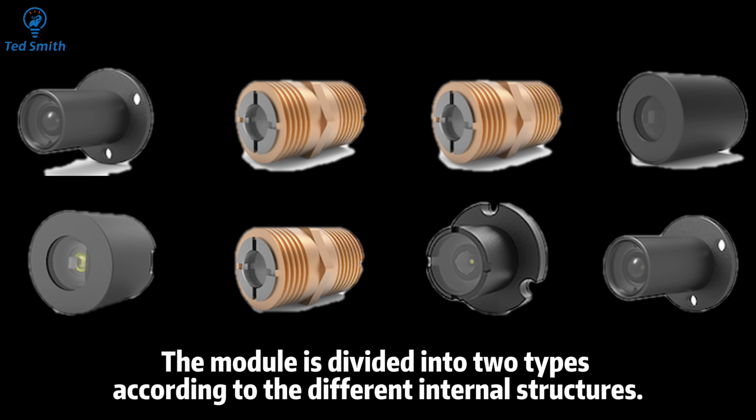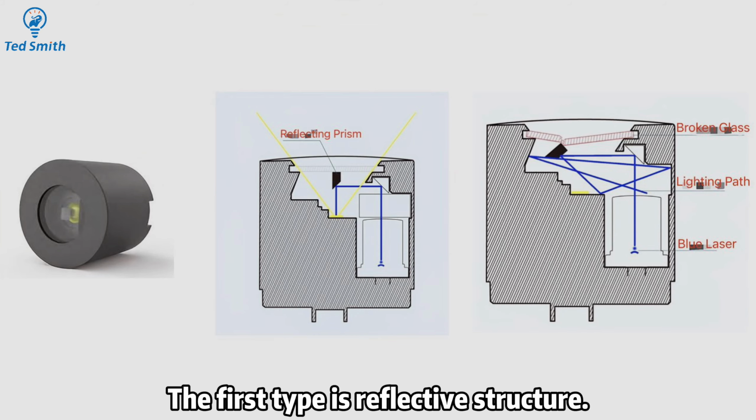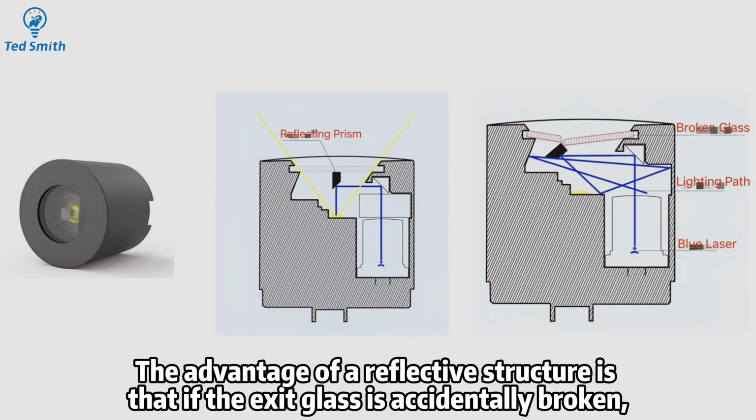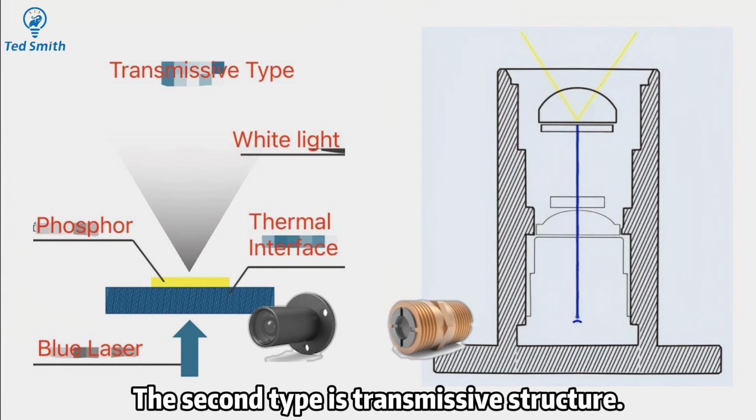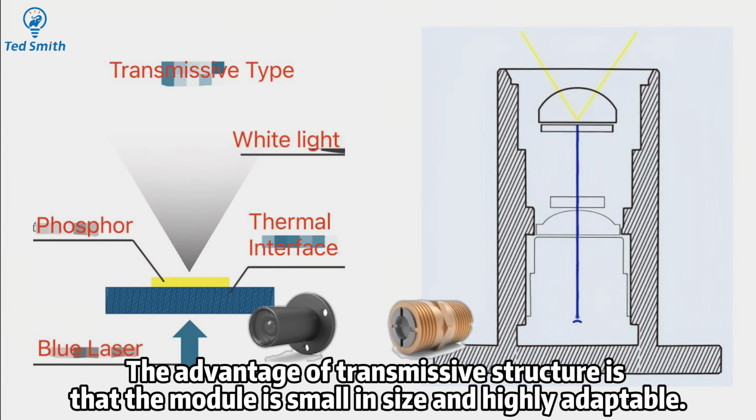The module is divided into two types according to the different internal structures. The first type is reflective structure. The advantage of a reflective structure is that if the exit glass is accidentally broken, the laser beam will not directly emit outside the metal casing, thus avoiding accidental injury. The second type is transmissive structure. The advantage of transmissive structure is that the module is small in size and highly adaptable.